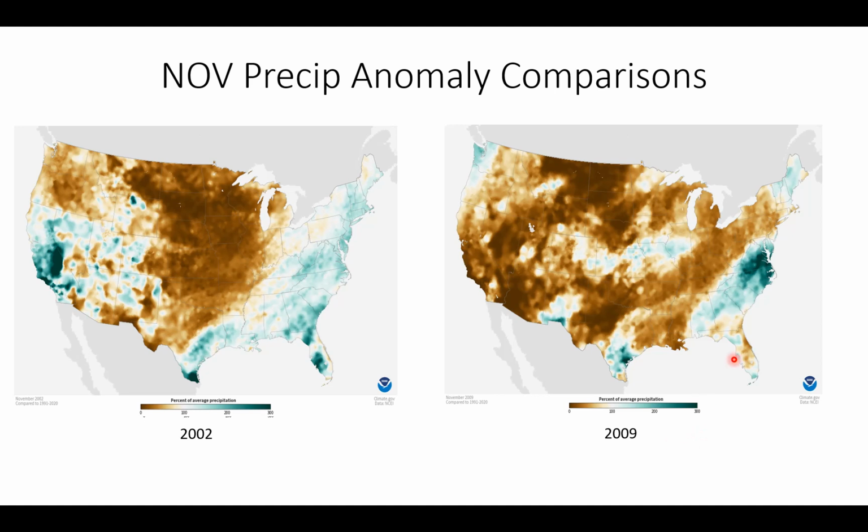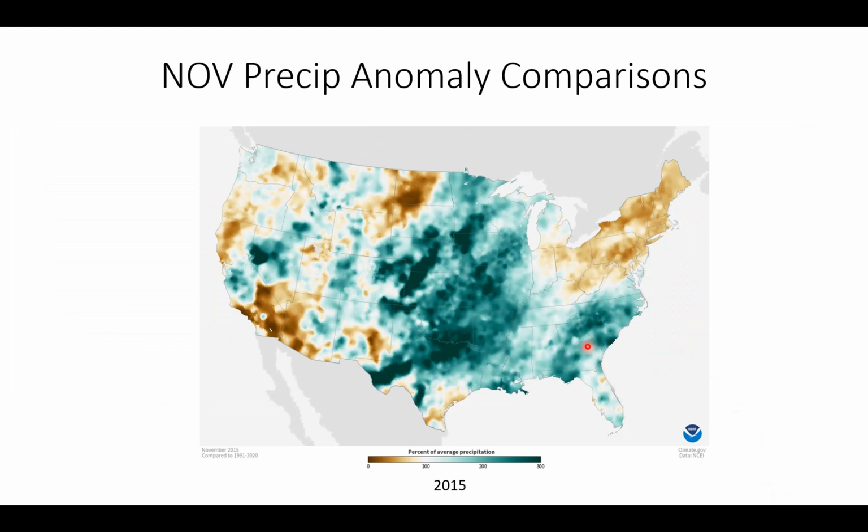In November 2009, look how wet it is across the Mid-Atlantic. Well above normal in Virginia and North Carolina. And then well below normal for a lot of other folks across the United States. Look at all these browns all over the U.S.